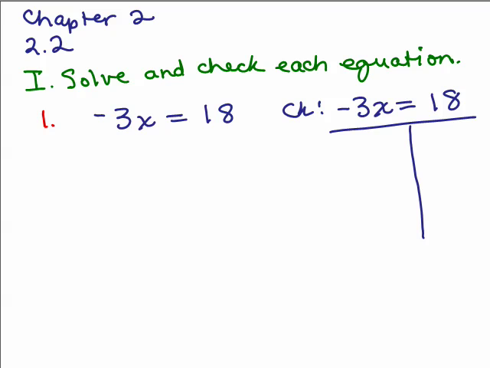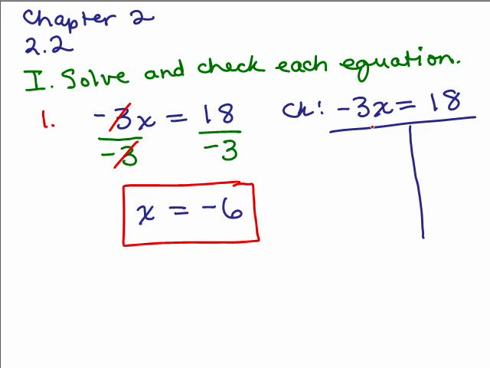All right, here are some Chapter 2 problem-solving equations from Section 2.2, Part 1. Number 1, negative 3x equals 18. So we have negative 3 times x. We want to divide by negative 3 to solve for x. So you can just divide by the coefficient of x. That way the negative 3's cancel. So we have x equals negative 6.